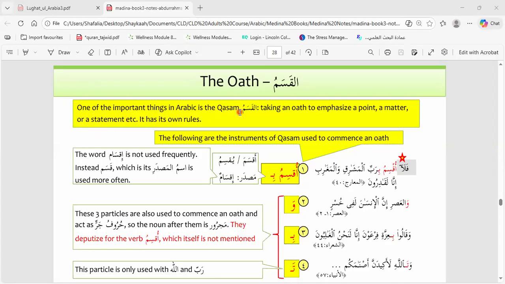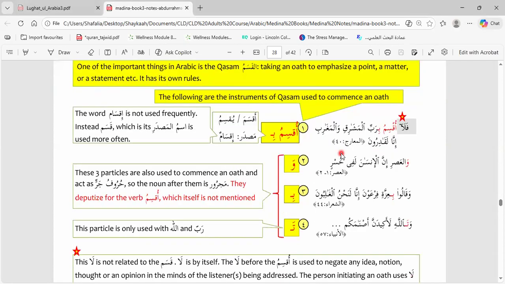Today, inshallah, we're going to go through the oath of Qasam. It's one of the important things in Arabic, the Qasam, and taking an oath. It emphasizes a point or a matter or a statement. The following are instruments of Qasam used to commence or begin an oath. We have the first one.